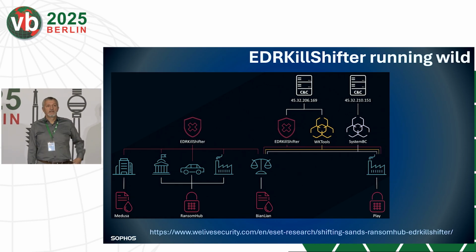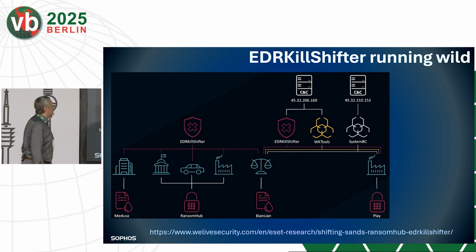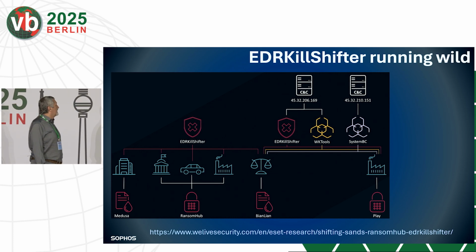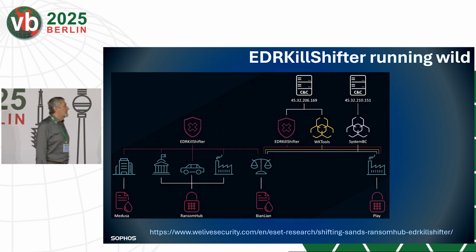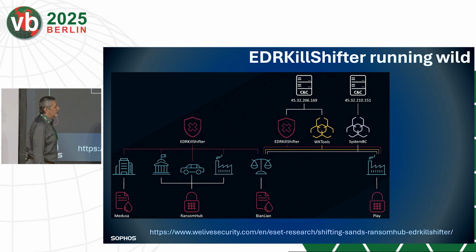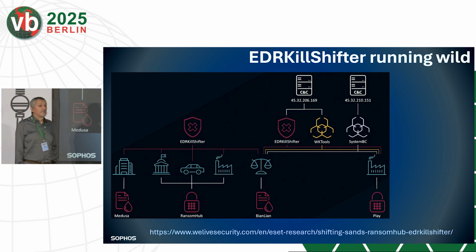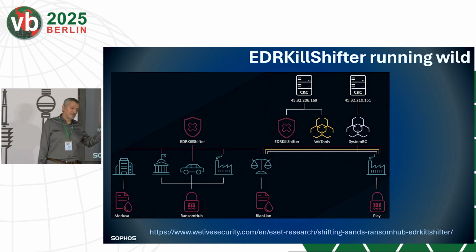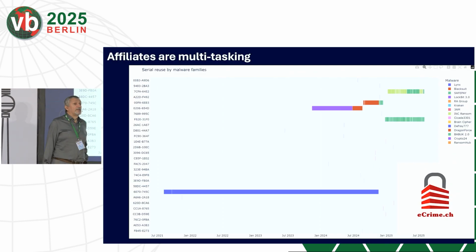What ESET researchers found is that these EDRKillShifter samples migrated through different ransomware operations over time. For example, one of these binaries was first used in a Medusa attack, and then in Ransom Hub, and then in Bianlian. And then, pivoting further on that, a different sample of EDRKillShifter was used in a Play ransomware attack. Also, there was network infrastructure overlap between Bianlian and Play. So this is one kind of connection between the ransomware groups.